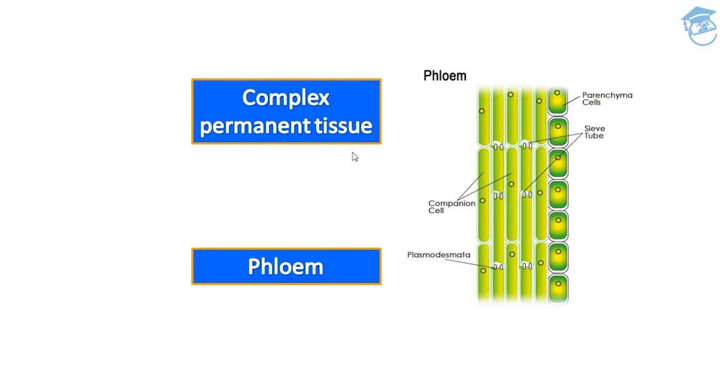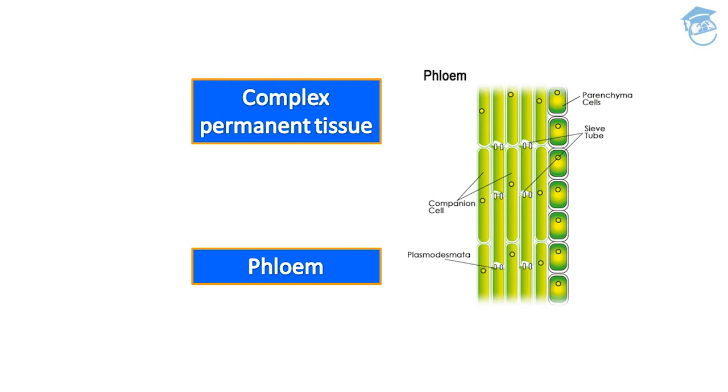Phloem is a conducting tissue, just like xylem, students. So phloem is a complex permanent tissue which is specialized for conduction of food and other organic substances. It is also a heterogeneous tissue which is made up of 4 different types of cellular elements, namely sieve tube element, as you can see, parenchyma cell, companion cell, and phloem fibers.